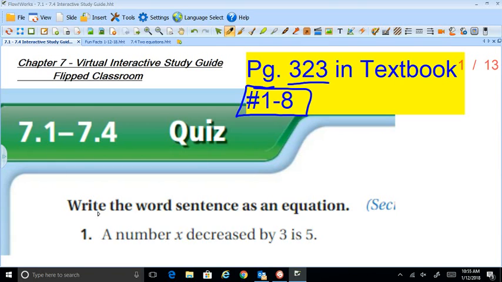So number 1, it asks you to write the word sentence as an equation. So we're not actually solving it. Do not solve it. Just write it as an equation. A number x decreased, which means subtraction. X decreased by 3 is 5. We know "is" means it equals 5. And x decreased by 3 would be x minus 3. So when we put all the pieces together, it's simply x minus 3 equals 5.